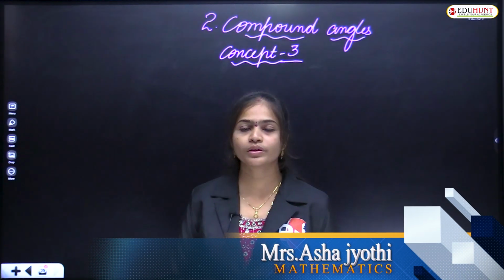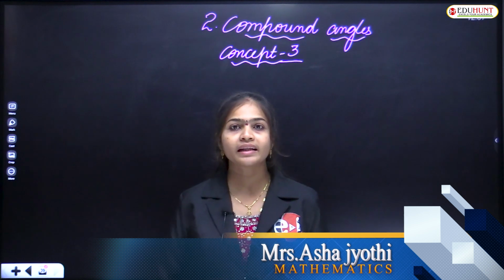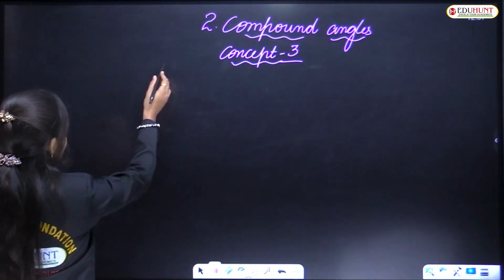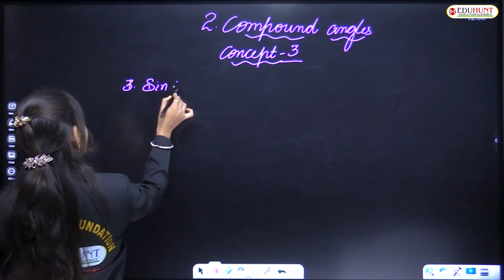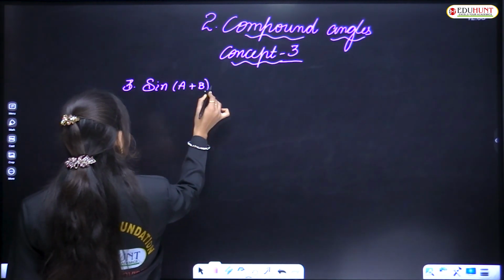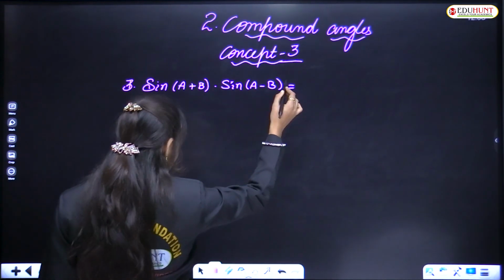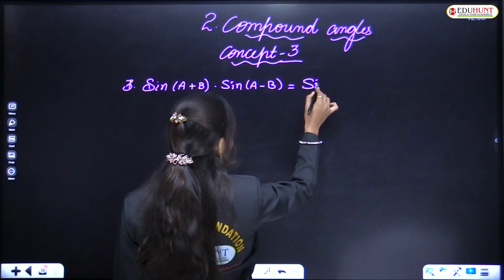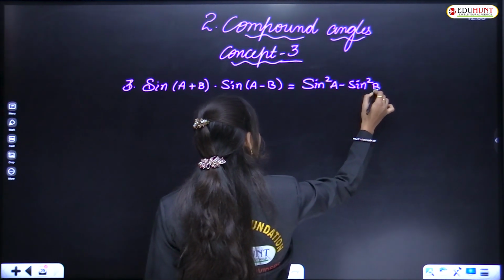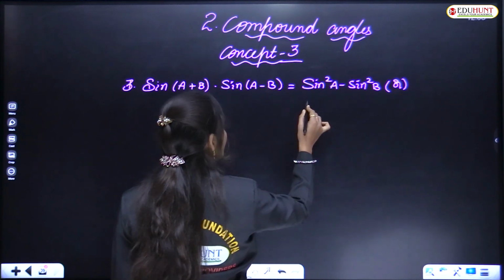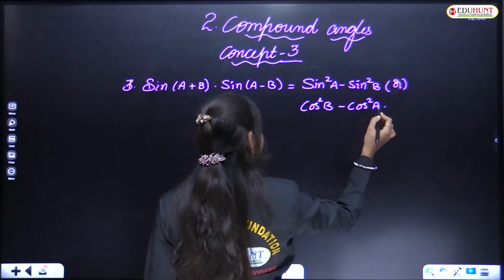Hi children. In the previous video we discussed only two theorems from that concept 3. Here is the next theorem, the third theorem: sin of (a plus b) into sin of (a minus b) equals sin square a minus sin square b, or cos square b minus cos square a.